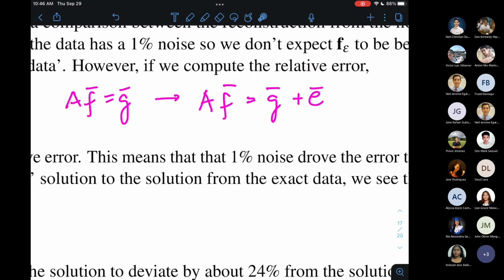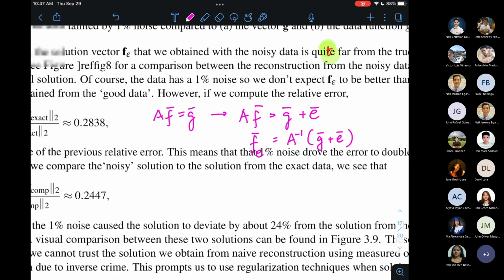Okay. Tapos, pag ginawa ko uli yung naive reconstruction, so F bar, let's call it F bar sub E. Ito yung nakuha nating solution mula sa noisy data. Ito equal sa A inverse ng G bar plus E bar. Okay? Ito yung makukuha ko.